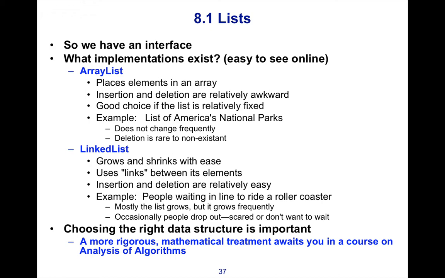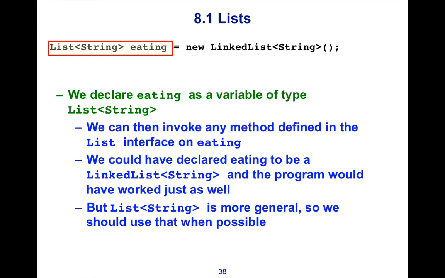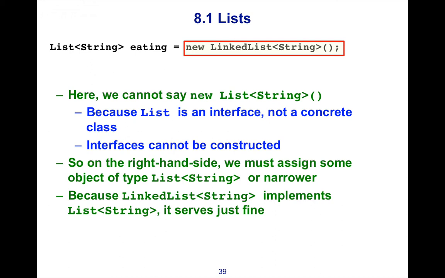How do we actually instantiate a linked list? A common way to declare it is to use the generic or abstract data type in the declaration. So here we see List of String, and we call the list eating. On the right-hand side of the equal sign, we say new LinkedList of String, because that's the implementation we actually want to use. On the right-hand side, we cannot say new List of String, because List is an interface, not a concrete or instantiable class. So the right side has to assign some type that matches List of String. LinkedList is one such implementation, and so is ArrayList.